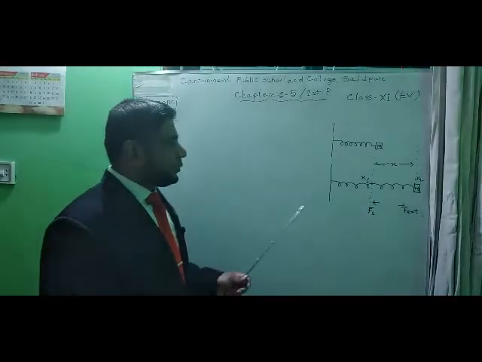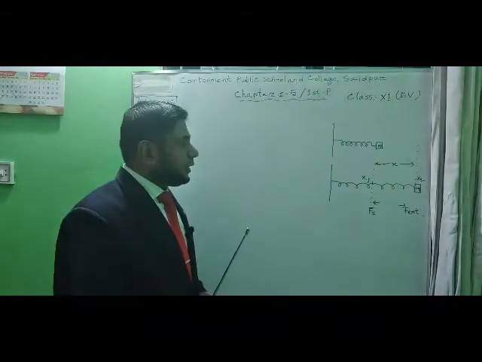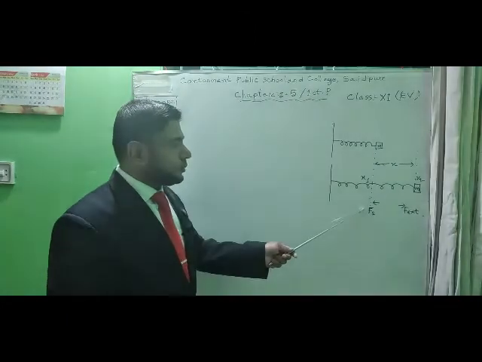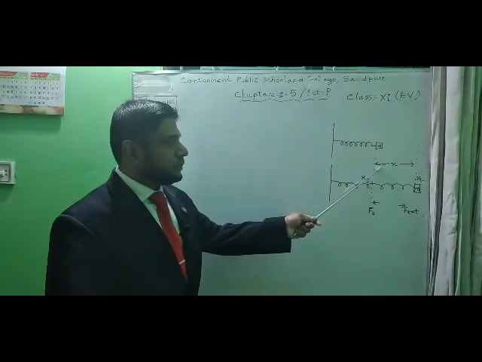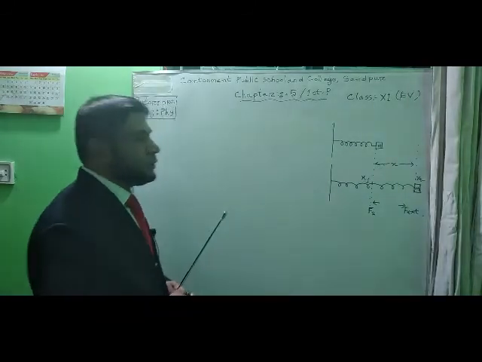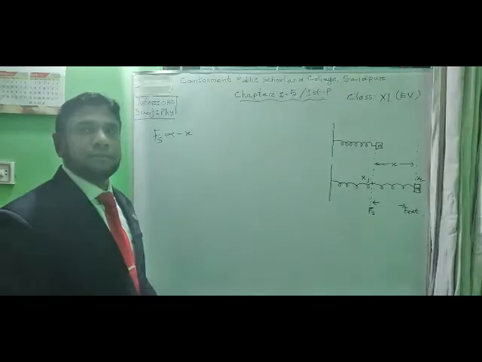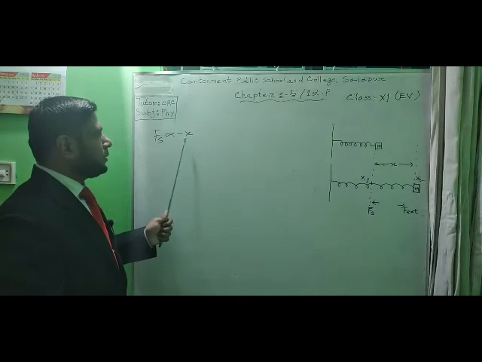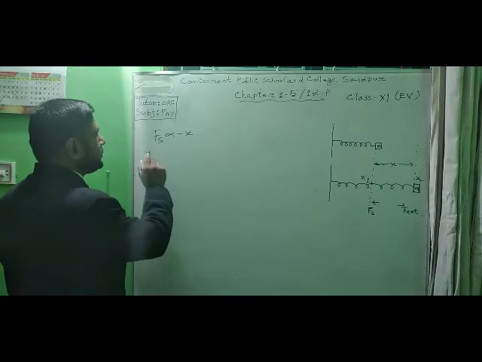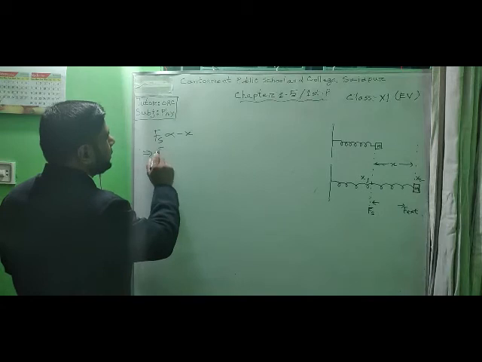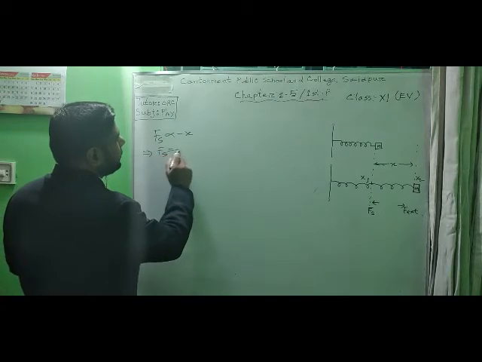Now we will write the information. The spring force will be proportional to the expansion of the spring and opposite in direction. So we can write the equation: spring force Fs is proportional to the expansion, and as it is opposite in direction, we have to put a minus sign. So the equation is Fs is equal to minus kx.